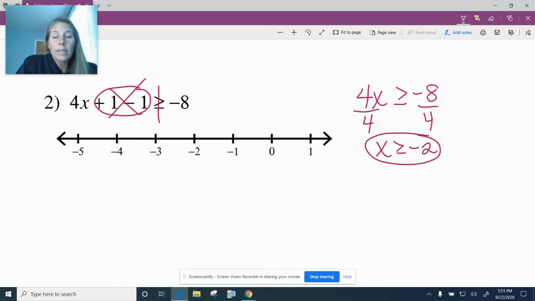Now, if your answer is set up so that your variable is on the left and your numerical answer is on the right, that's actually really good. You can have it set up the other way as well, but I think it's a lot easier to graph when it's set up this way.